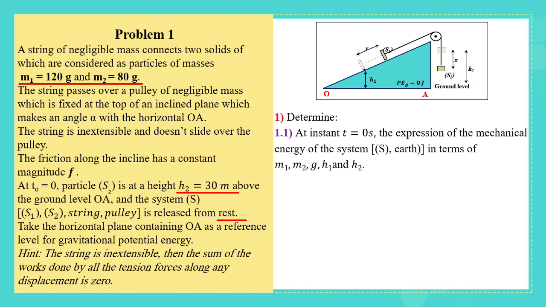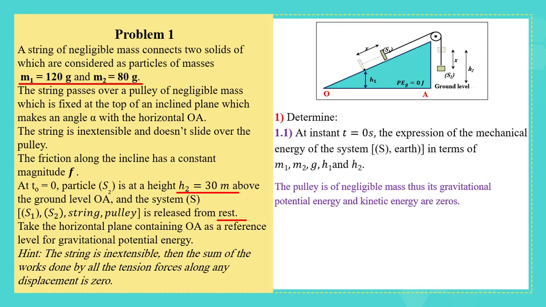First, what is the expression of the mechanical energy of a system? It is the sum of the kinetic energy plus potential energy. But we know that the pulley is of negligible mass. Thus, its gravitational potential energy and kinetic energy are zero. Then, the initial mechanical energy at t equals 0 can be written as the kinetic energy of the particles S1, S2, and the pulley, plus the potential energy of S1, S2, and the pulley.